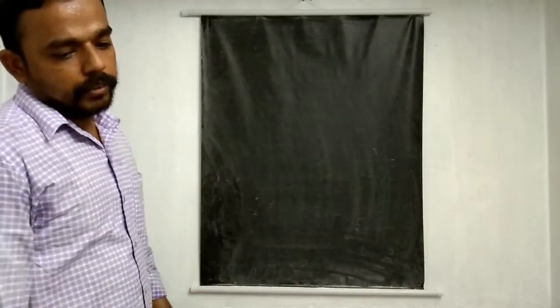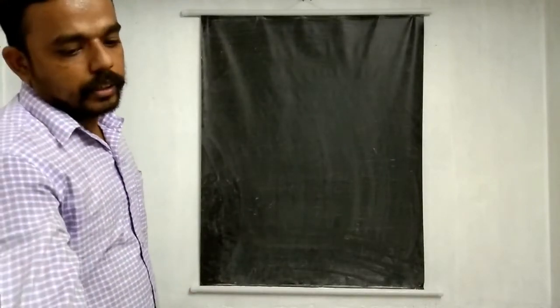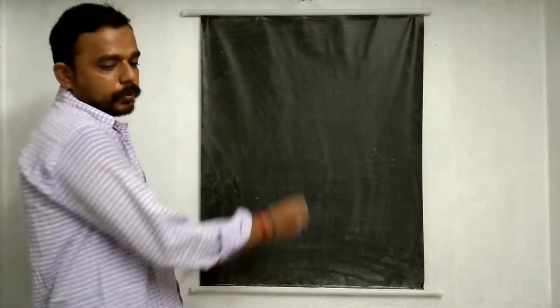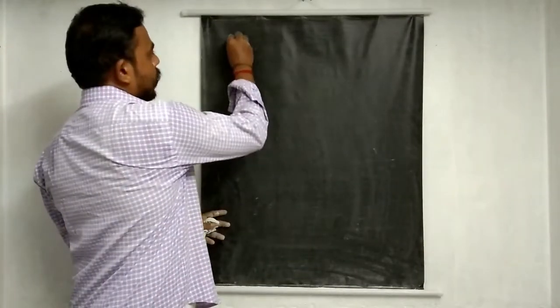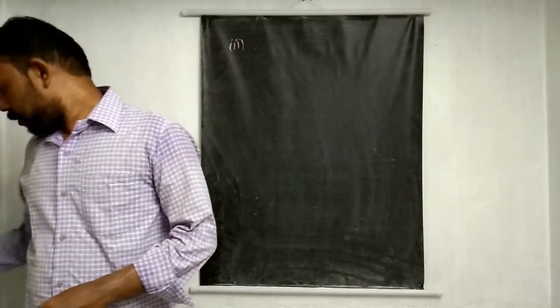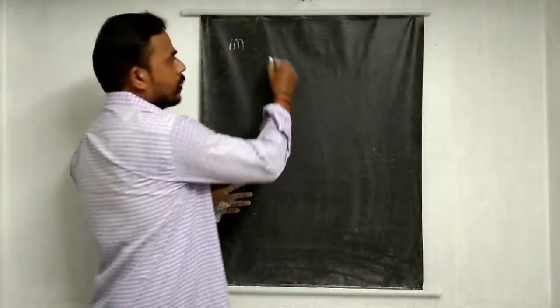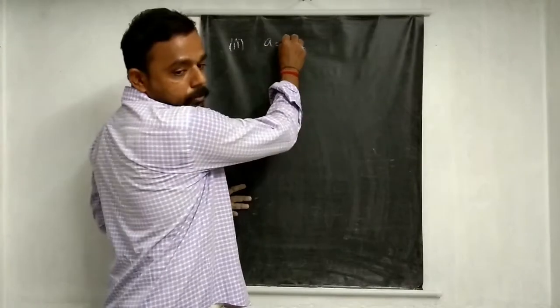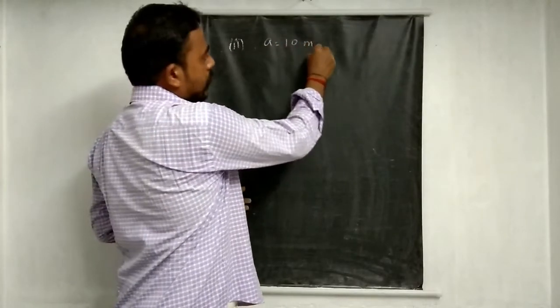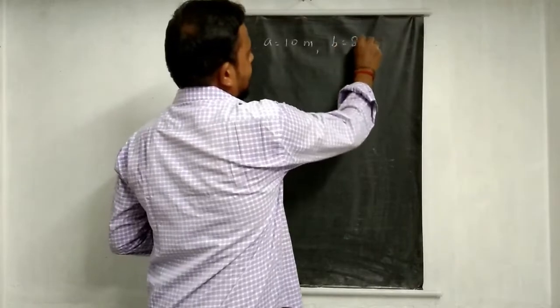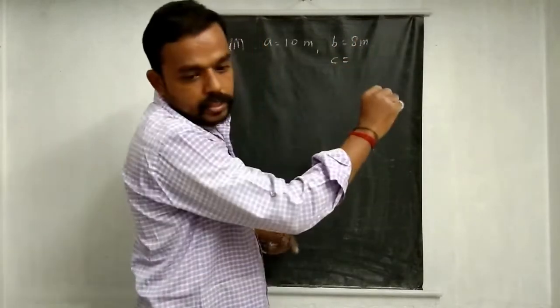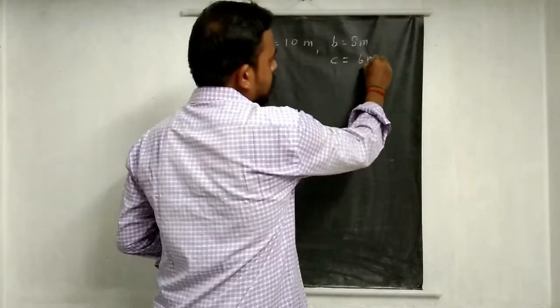Next one, find the volume of the given cuboid with the dimension. Please check the units also. For the second one, A equal to 10, B equal to 8, C equal to 6.